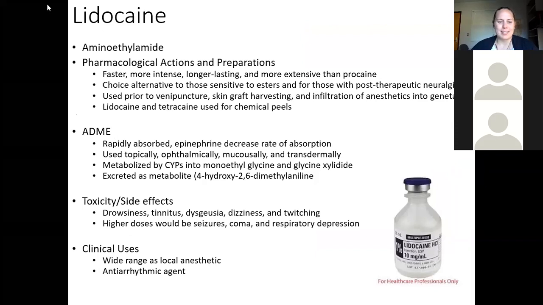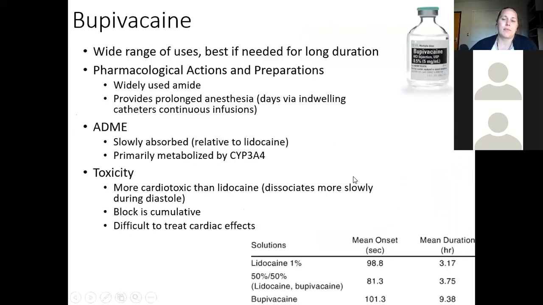Sorry, coming back to lidocaine here. Again, we talk about lidocaine. I don't want to say it's the bread and butter local anesthetic, but it has a wide range of application as an anesthetic and can be used as an antiarrhythmic agent. And I think Keith alluded to the fact that this might be one of the drugs we talk about while we're discussing the cardiovascular system in spring semester.